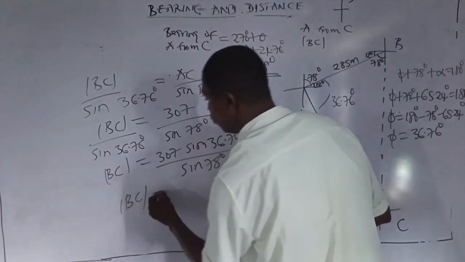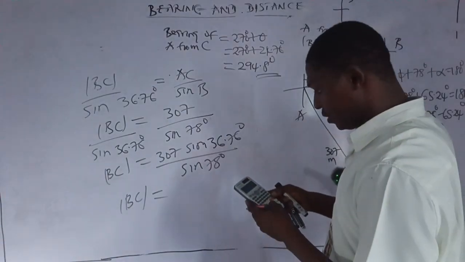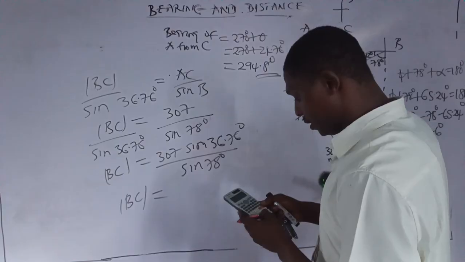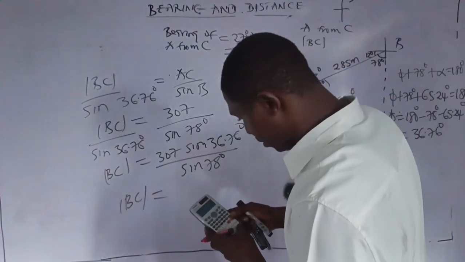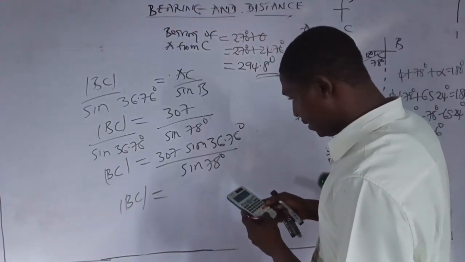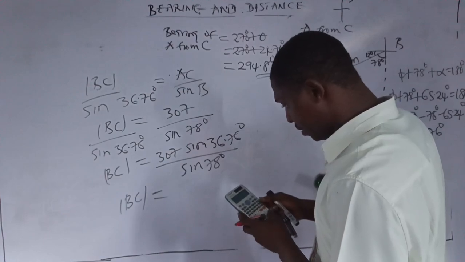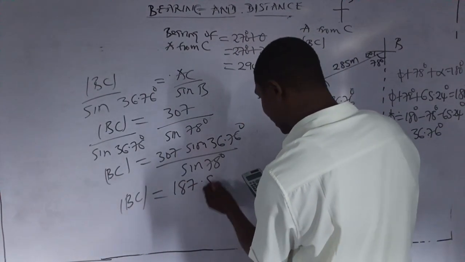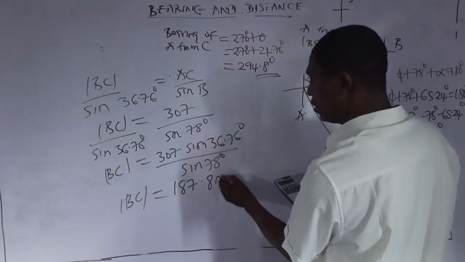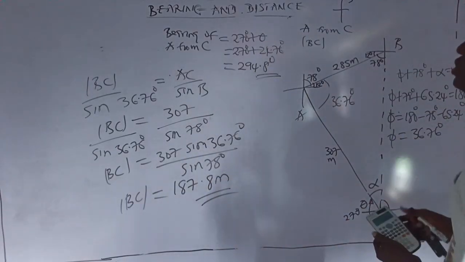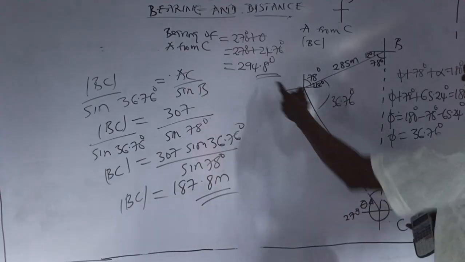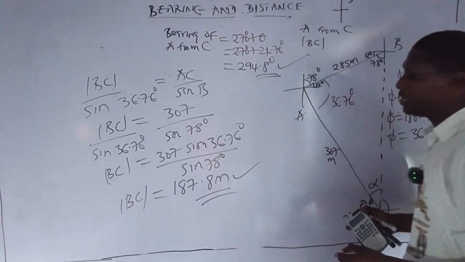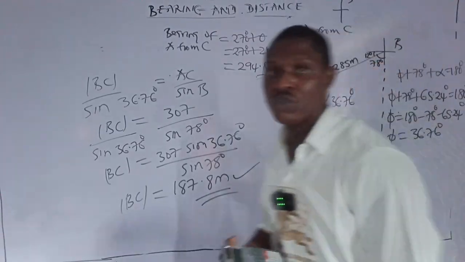And my BC will be equal to sine of that angle times 307, giving me this, divided by sine 78. So I therefore have my BC to be 187.8, which units? Meters. So this is my final answer. I have the bearing of A from C to be 294.8 degrees, and my distance BC to be 187.8 meters. Thank you and God bless you.